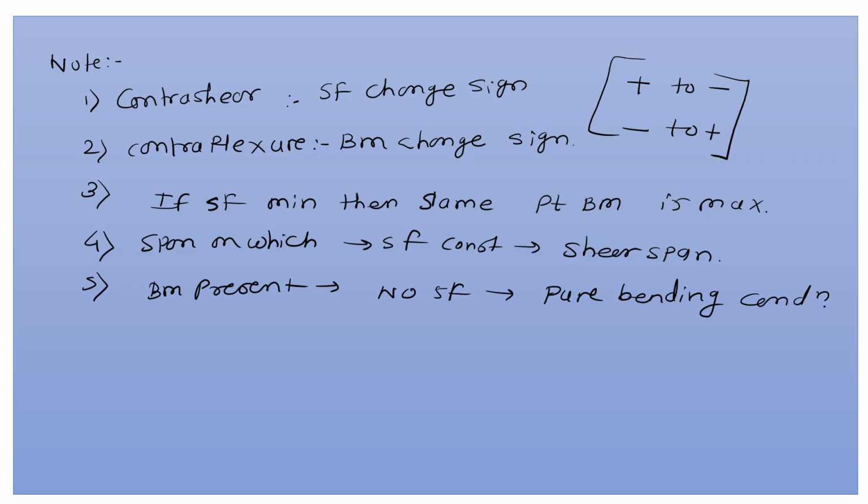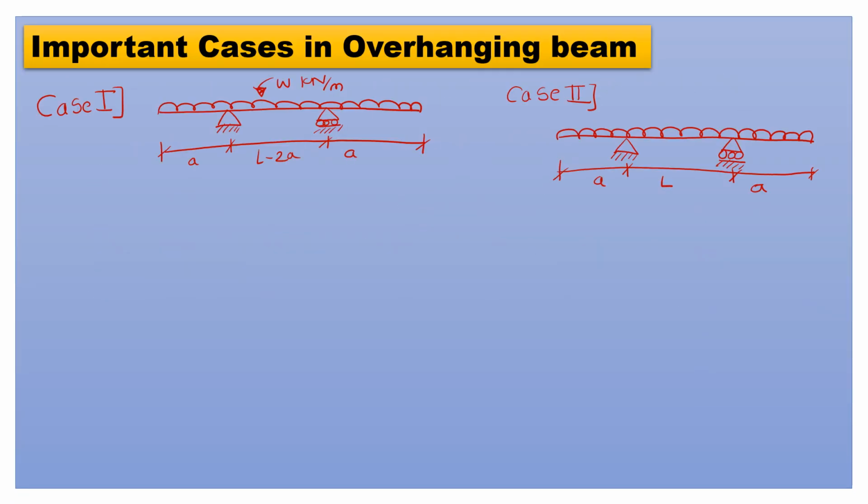The next point is important cases in an overhanging beam. There are two conditions in an overhanging beam. In the first condition, the whole span is L, and the span from this roller support to the end is A, and from this hinge to the end is A. So the remaining is L minus 2A. And in the second case, the total span is A plus L plus A, so L plus 2A is the total span. These are the two conditions in case of an overhanging beam.